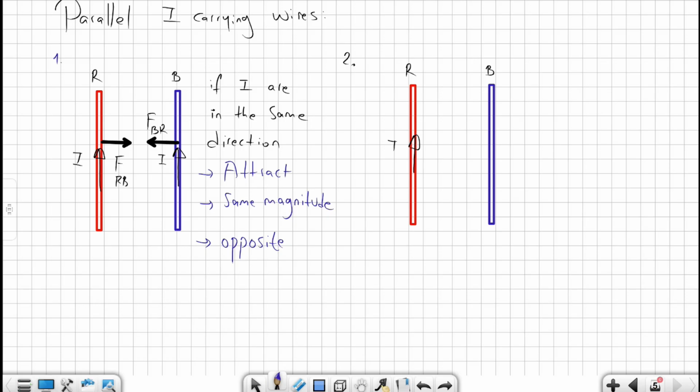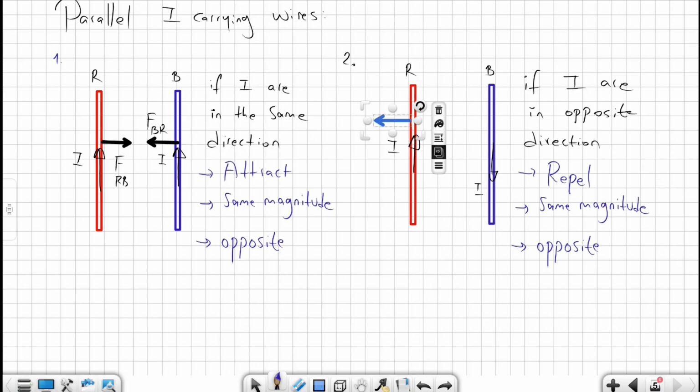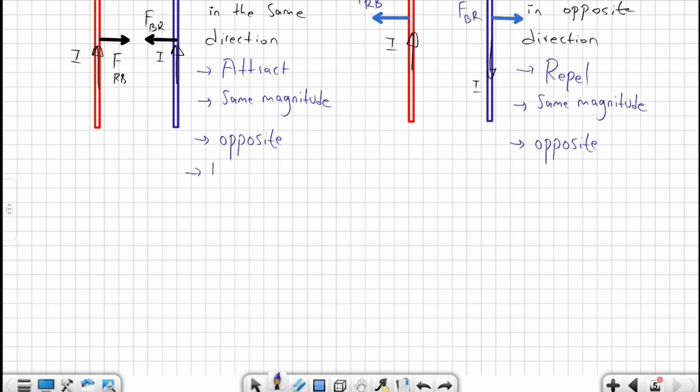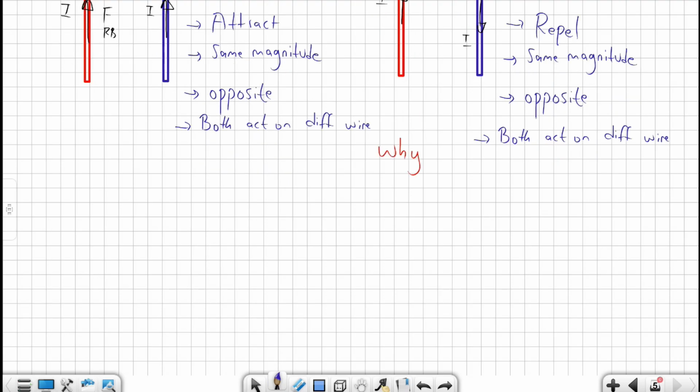For the second one, let's have the currents in the opposite direction. Since the currents are in the opposite direction, the force between them would be repulsive, so they will be repelling each other. Again, they have the same magnitude and they have opposite direction, and the forces will be moving away from each other. They are still opposite to each other, but they are away from each other. In both cases, both forces are acting on different objects. That's why they don't cancel each other. But why do we have this attraction and repulsion? What is the reason behind it?